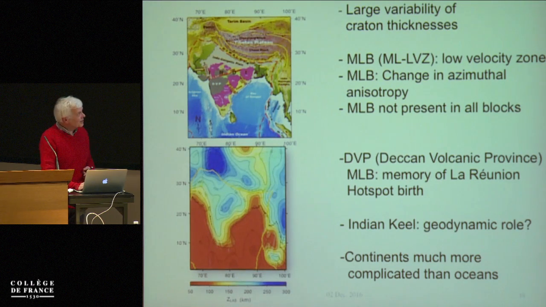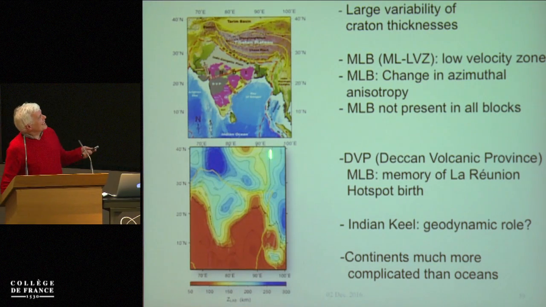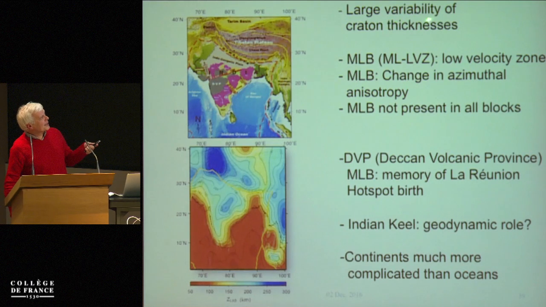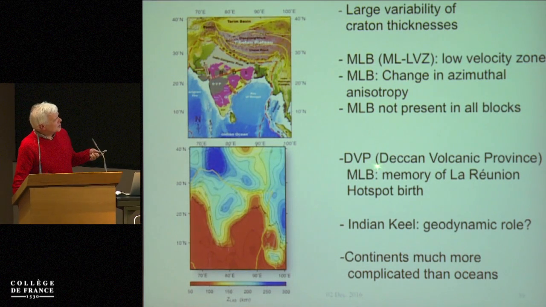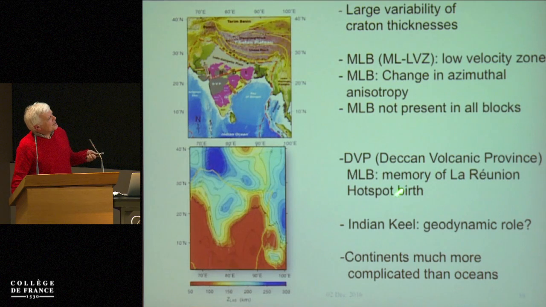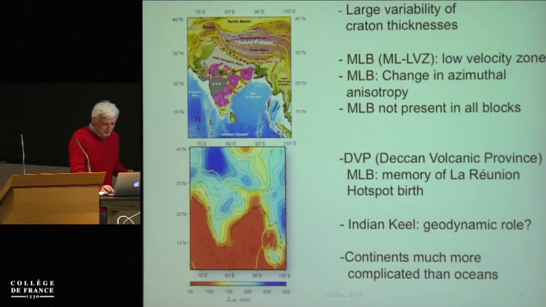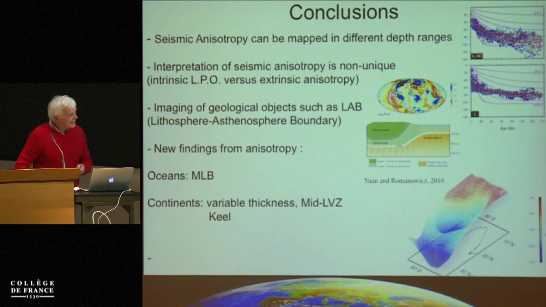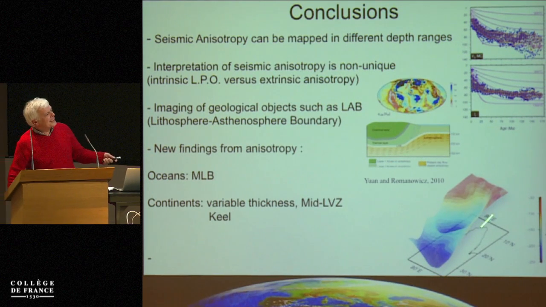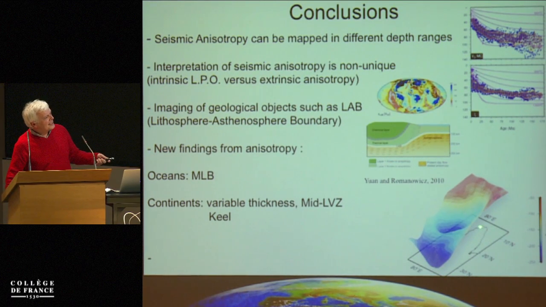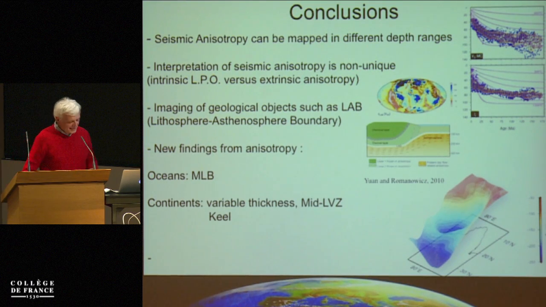Ah, yes, it's okay. So the basic idea is that we have large variabilities in craton thicknesses. We have this low velocity zone in the middle of the continent. I guess the interesting point is the Indian keel, and we don't understand its geodynamic role. And finally, that's the last one, I show here the Indian keel. We start to do some 3D plot, not yet perfect. This is the south, that is the north, but you see this Indian keel, which is quite visible here.